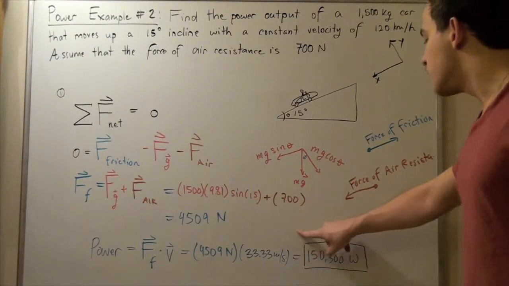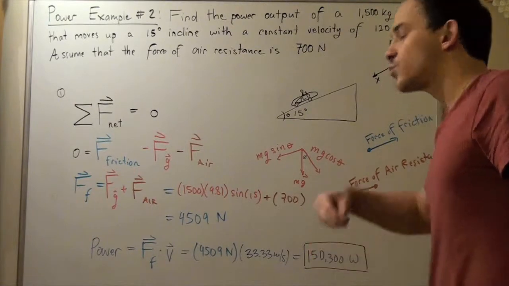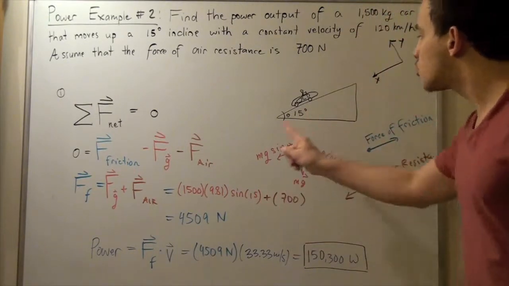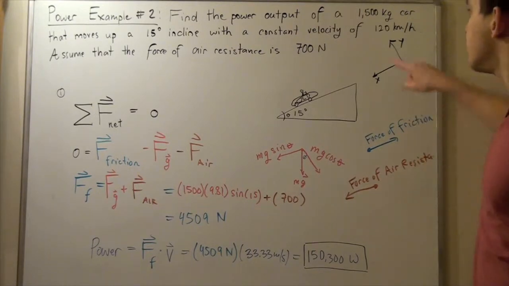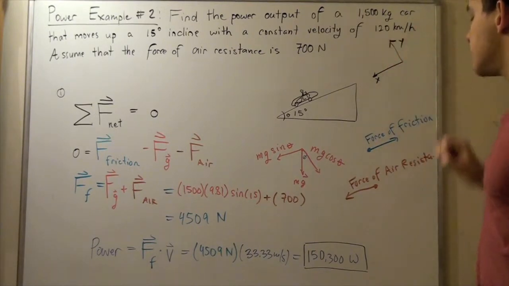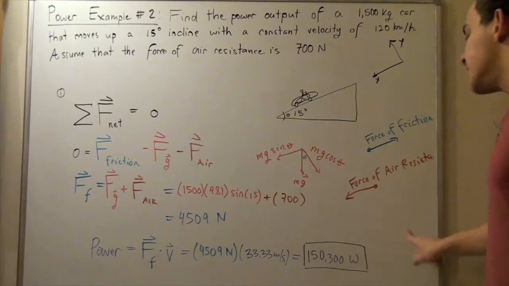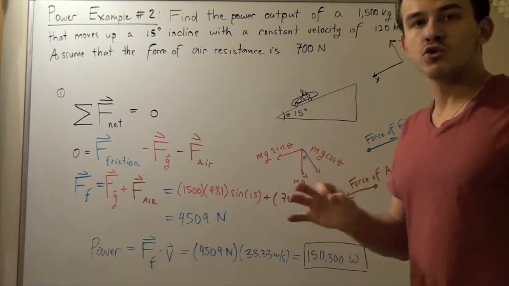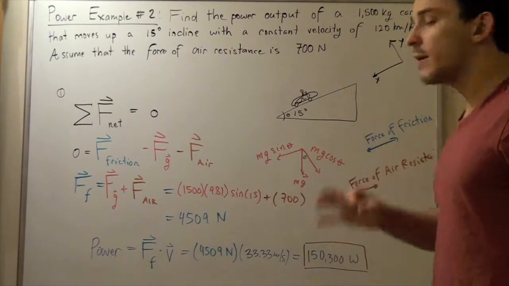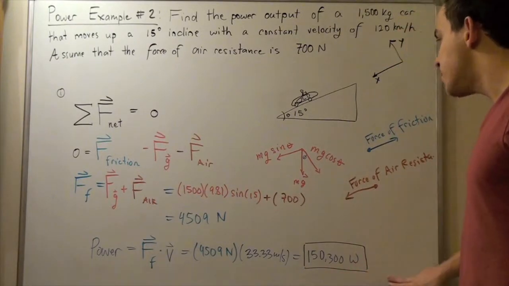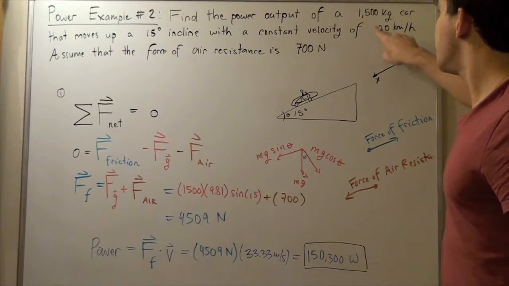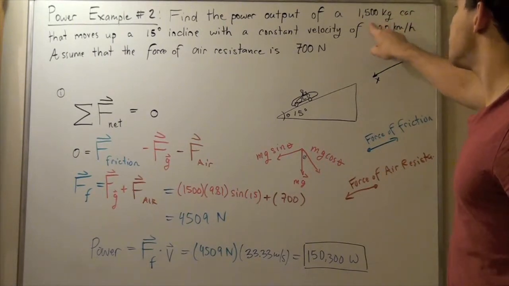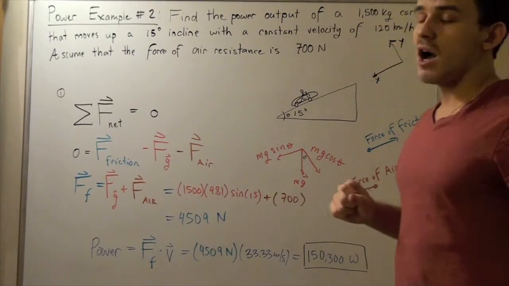150,300 watts. So this is the power output that's required to keep the car traveling up this incline of 15 degrees at a constant velocity of 120 kilometers an hour. Now this is approximately equivalent to 200 horsepower. So the car must have 200 horsepower so that it can travel up this incline with this much mass and this much speed.